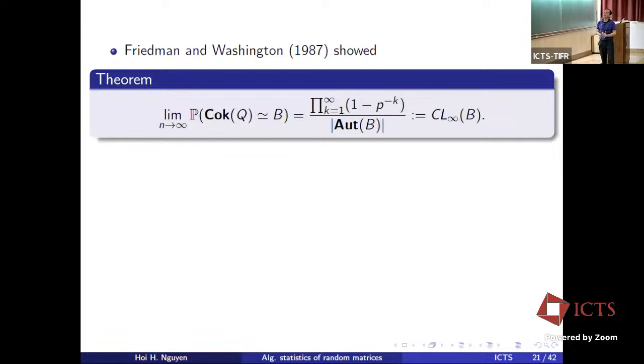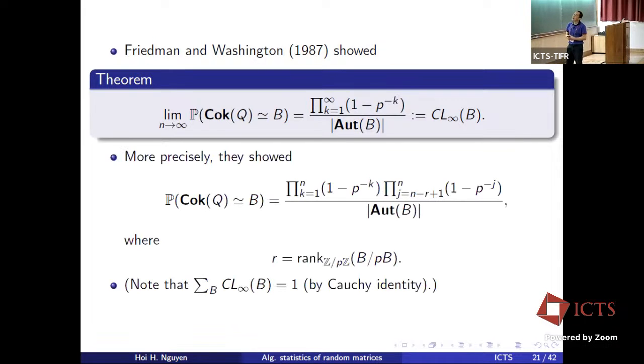Okay, so the first result in the literature regarding this model is by Friedman and Washington in the 80s, where they calculated that if the matrix is uniformly Haar distributed over Z_p, then the probability that the co-kernel is isomorphic to a given p-group is inversely proportional to the size of the automorphism group, and there are correcting factors here. Indeed, they are able to show a more explicit formula where if you send n to infinity, you get back to this formula, just like we calculated for the rank.